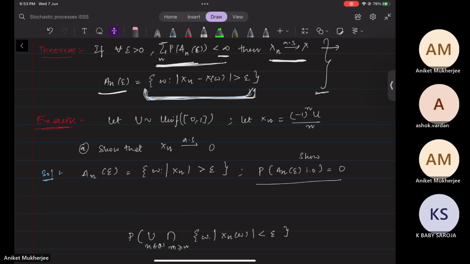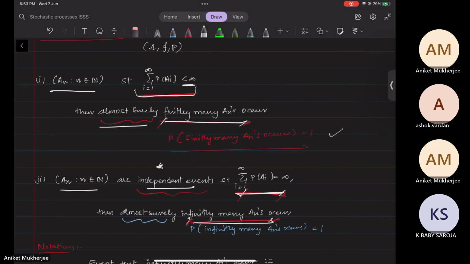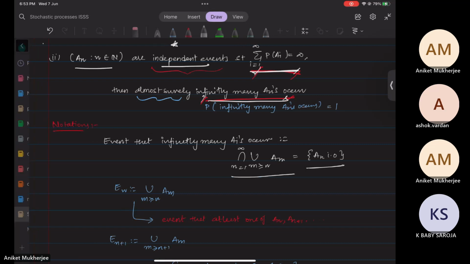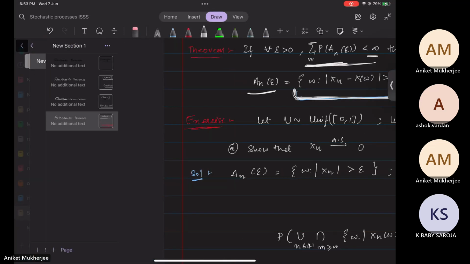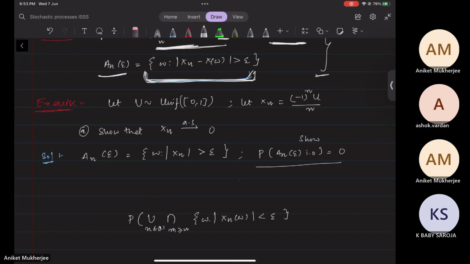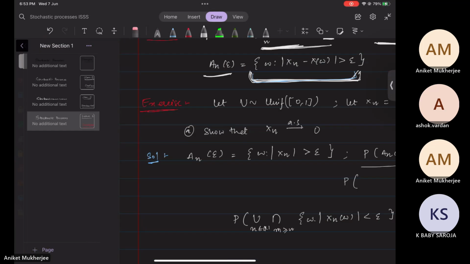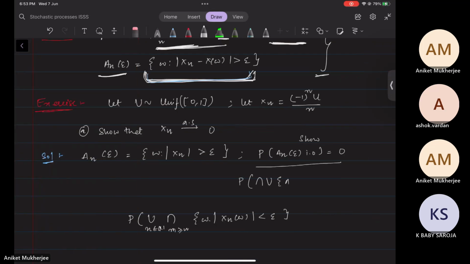So what we are trying to show is, for infinitely many, infinitely often, it is an intersection of unions. But what I'm trying to show is I'll take the complement and try to show that it is one. So instead of showing this, I'll show that. This is the intersection of union of the set of A_n epsilon equal to 0.